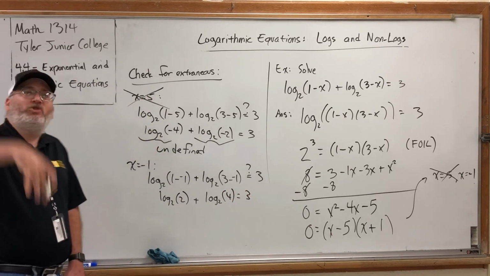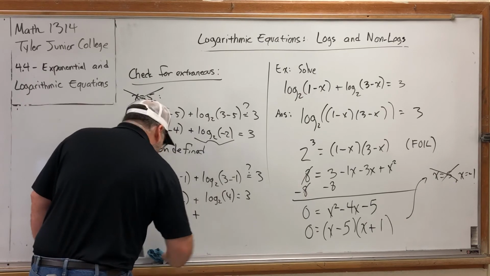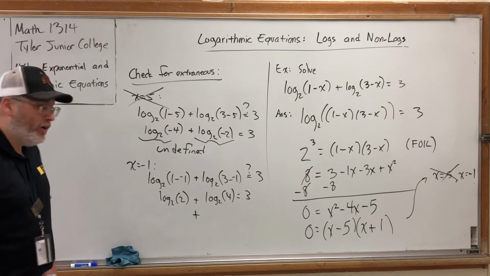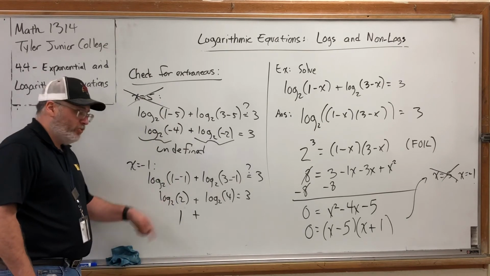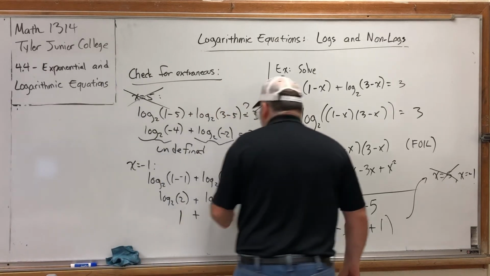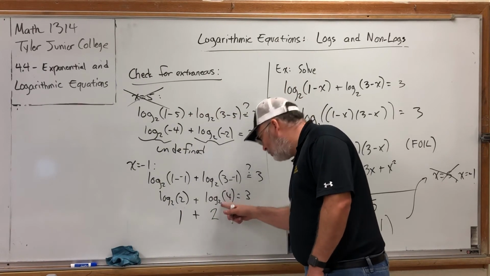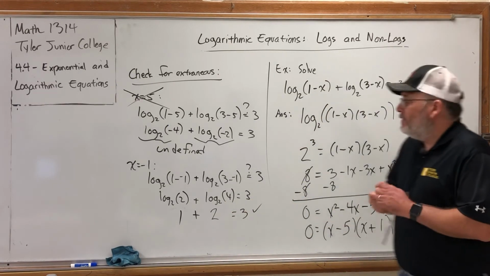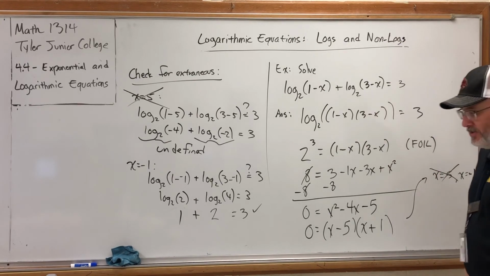The first log is log base 2 of 2, plus the second log is log base 2 of 4. And I know the answers to both logs. I missed the first one. Log base 2 of 2 is 1 because that's the power that turns 2 into 2. Log base 2 of 4 is 2 because 2 is the power that turns 2 into 4, and clearly 1 plus 2 is 3. So it is necessary to check for extraneous solutions, especially when you condense, and here's why.